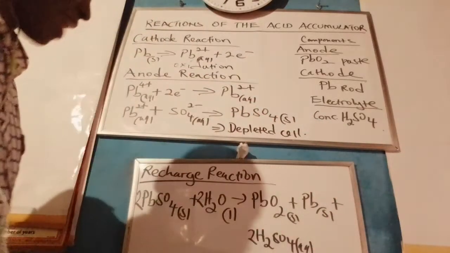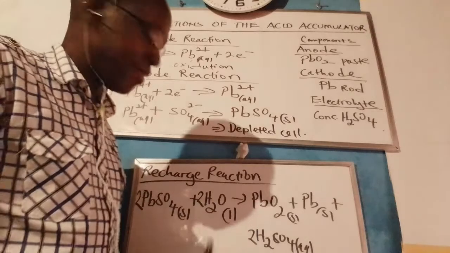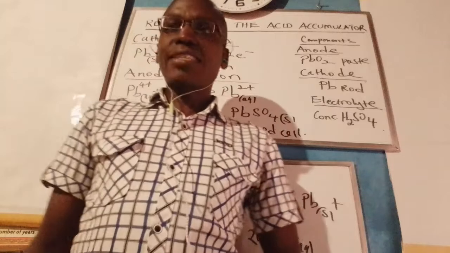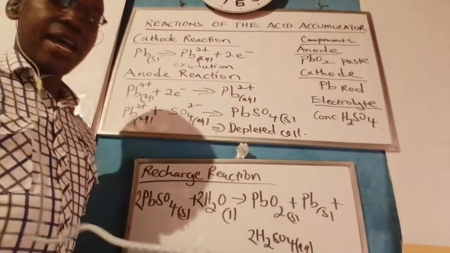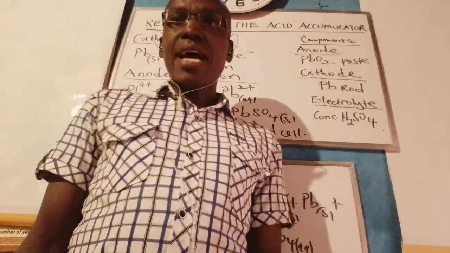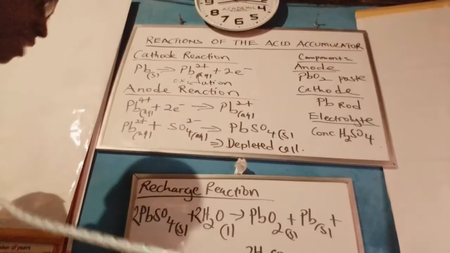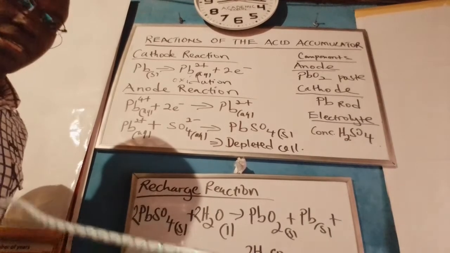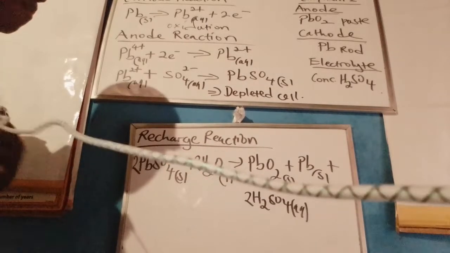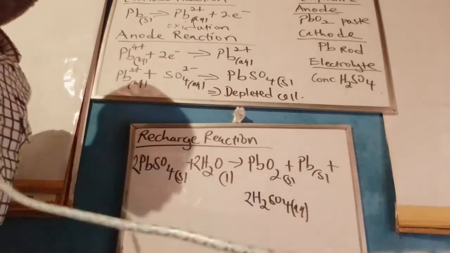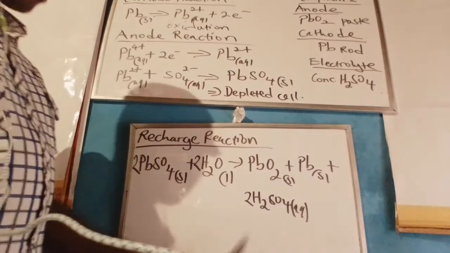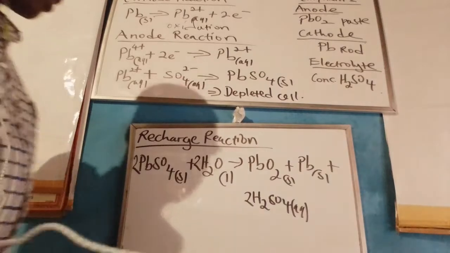To recharge the cell, we simply need water. In this case, the lead acid accumulator is referred to as a wet cell simply because when the reactions are complete and the cell is depleted, it is rechargeable by simply wetting it by adding water. In this respect, we see that when lead sulfate, which is the highly insoluble precipitate in the lead acid accumulator, meets water, a successive reaction occurs producing lead(IV) oxide, lead, and aqueous sulfuric(VI) acid.